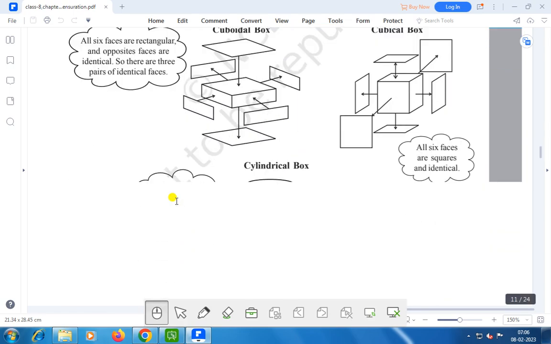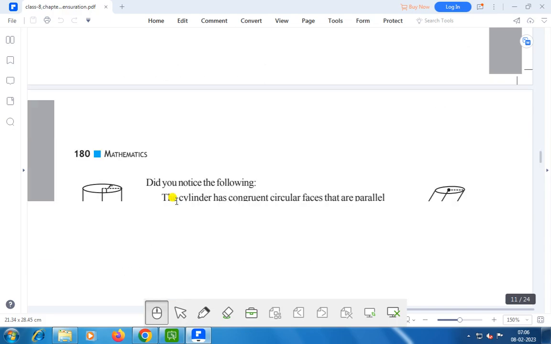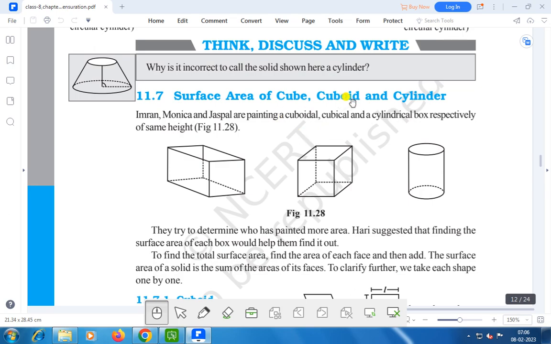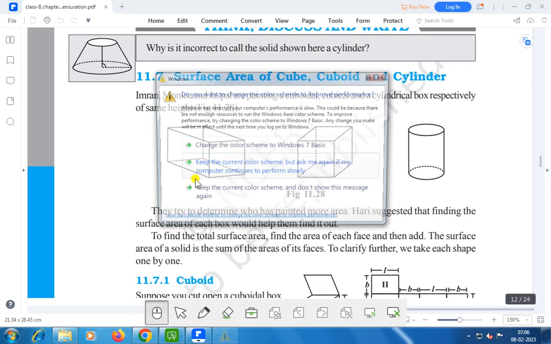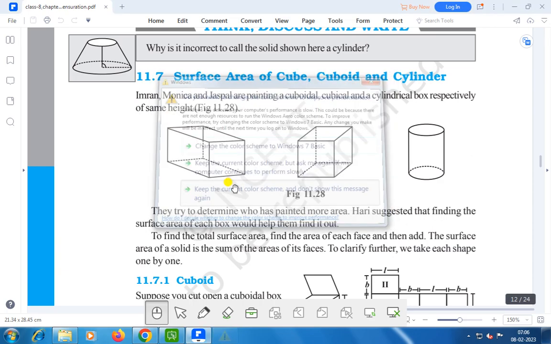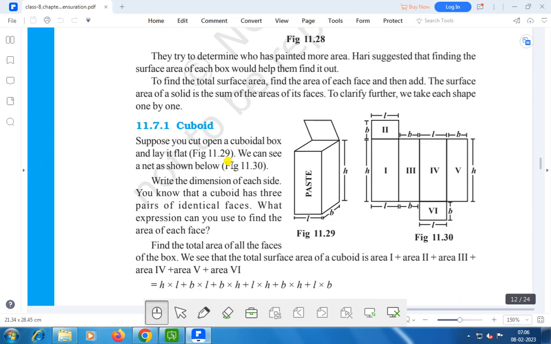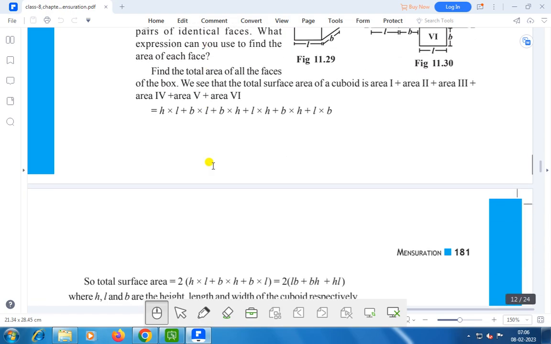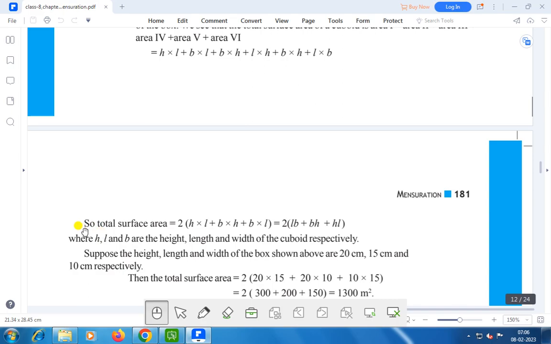Now, we will find the surface area of a cube, cuboid and cylinder. First of all, we find the surface area of a cuboid. Here you see, we found the surface area of a cuboid like this. The surface area of a cuboid is 2 into (length into breadth plus breadth into height plus height into length). This is the surface area of a cuboid.